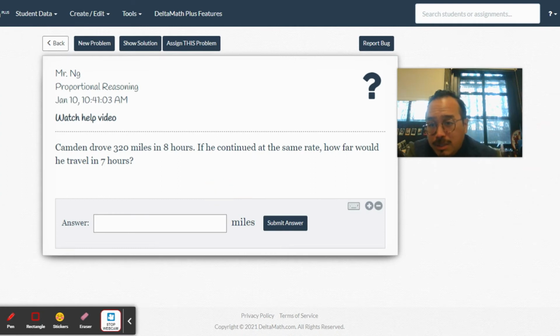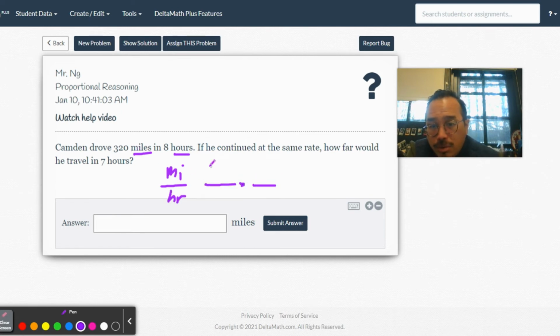Now, Camden, interesting name, drove. What are we comparing here? Remember in class, I always tell you, you have to write down the units, miles to hours. So let's set it up. 320 miles in 8 hours. How many miles in 7 hours?